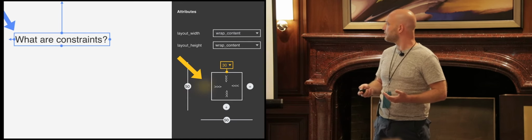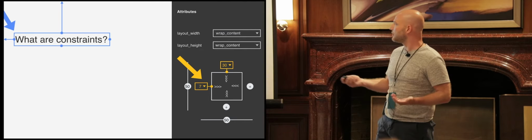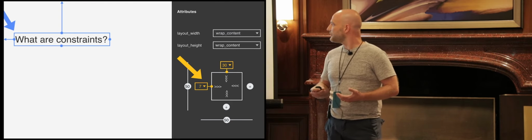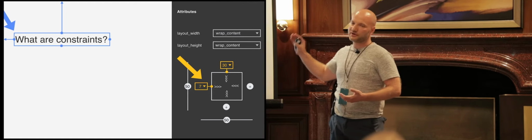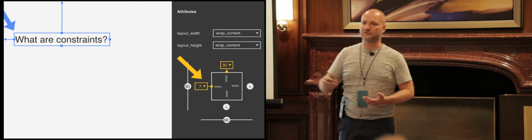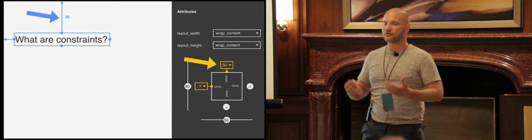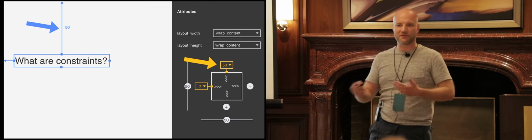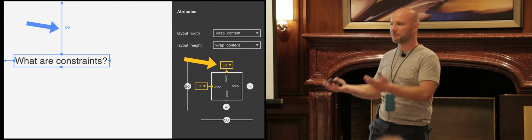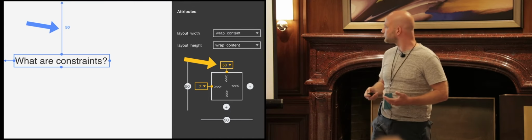We can add another constraint over here. Let's make that 7. So we have now bound this view. It's constrained to the top of the screen, and it's constrained to the left of the screen. So when we do this, constraint layout now knows how to position this view. If we run this app, this view is actually going to show up on the screen. It's going to be in the position that we expect it to be.